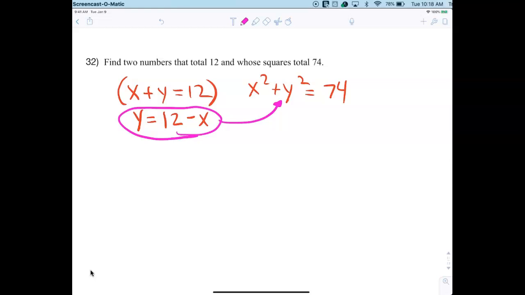Could you put x? Yes, you can. Exactly correct. If you wanted to say x equals 12 minus y, it'll be the same thing. Everybody good? All right, so here we go.